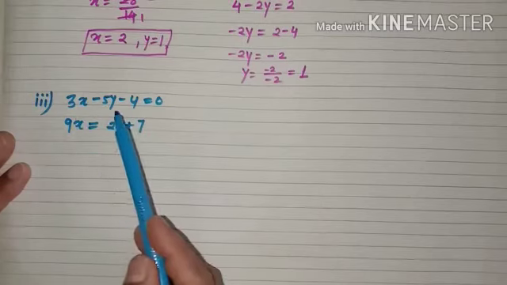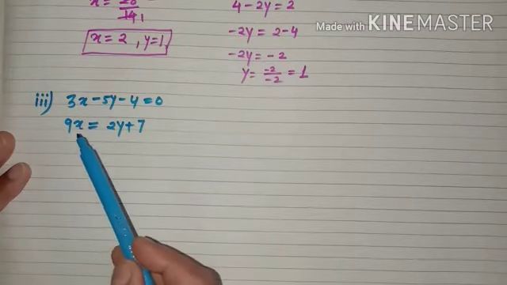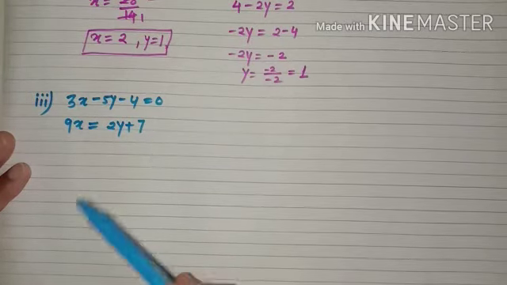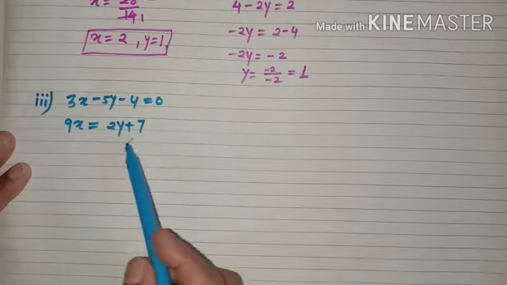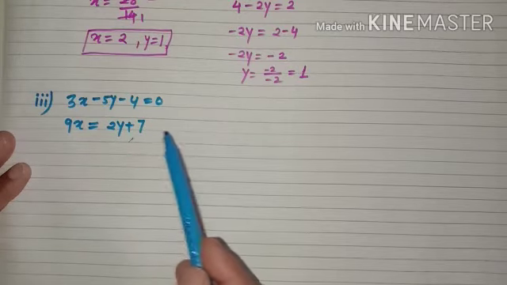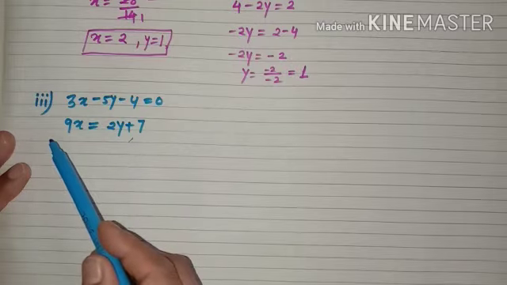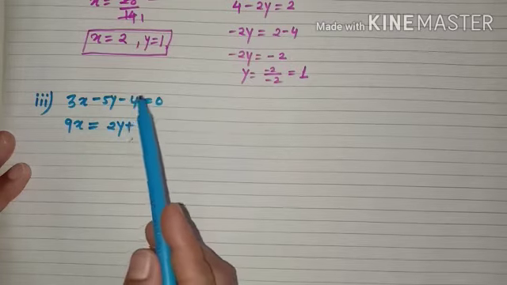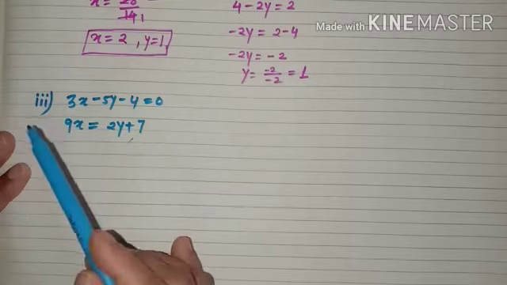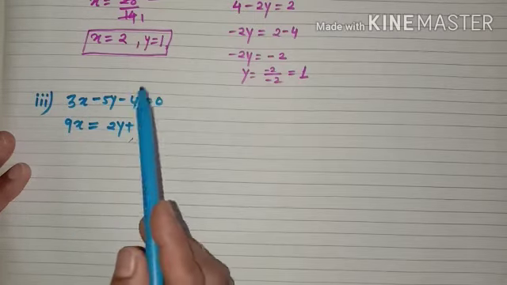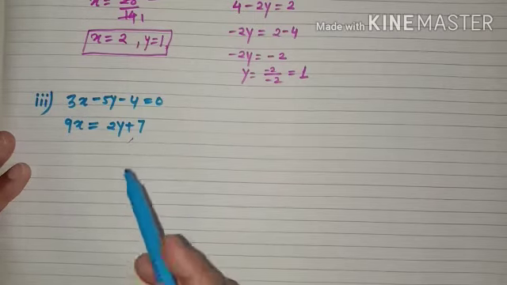Third question is 3x minus 5y minus 4 equals 0, 9x equal to y plus 7. As you can see here, student, in the second equation the y term is on the right hand side. First we will convert this into the left hand side, and in the first equation the constant term is on the left hand side, so we will shift this into the right hand side.